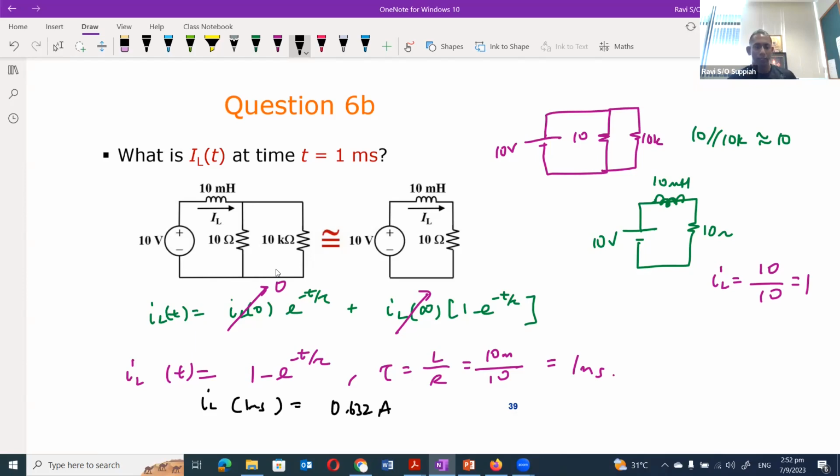When you're charging at 1 tau, you hit 63.2% of the final value. When you're discharging, you will hit 36.8% of that. So that's how you get IL as 0.632 ampere here.